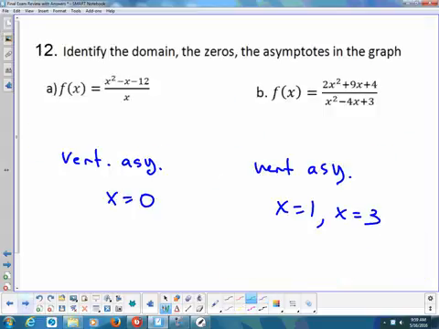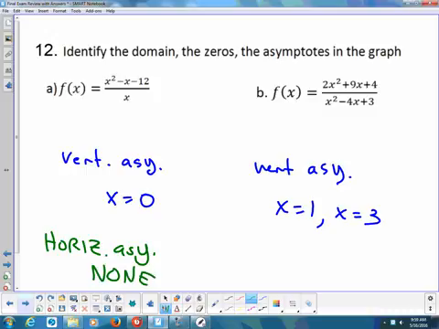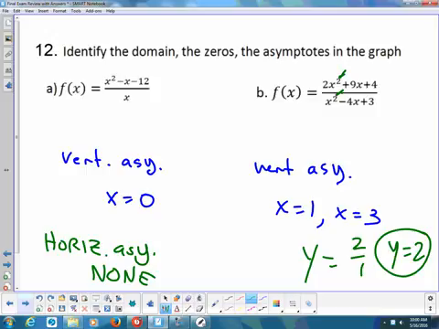For the horizontal asymptotes, that's going to be y equals something, but if our numerator degree is greater than our denominator degree, then there is none. So for this one, there's none. And for this one, since the degrees are equal, they're both 2, it's just going to be y equals leading coefficient over leading coefficient. So y equals 2 is the horizontal asymptote for this one.